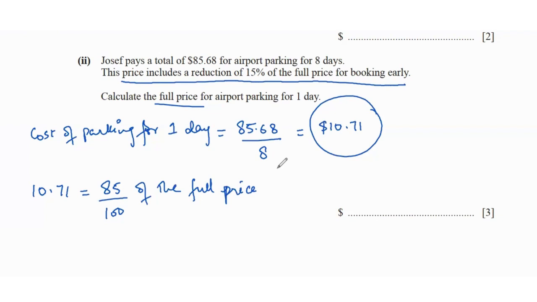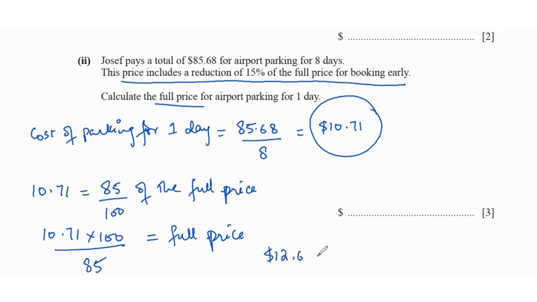So we can use this equation to find the full price for parking for 1 day, which is going to be 10.71 times 100 divided by 85. The reason why I wrote 85 over 100 is because there's a 15% reduction in the full price. 10.71 is basically 85% of the full price. So full price is going to be 10.71 times 100 divided by 85, which is going to give us $12.6 as the full price.